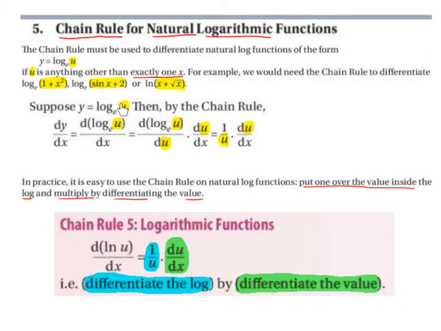Suppose y equals log base e u, then by the chain rule, dy/dx equals d log base e u/dx, which equals d log base e u/du multiplied by du/dx, which equals 1 over u times du/dx. In practice, it is easy to say the chain rule for natural log functions: put 1 over the value inside the log and multiply by differentiating the value. So, chain rule 5 for logarithmic functions: d ln u/dx equals 1 over u times du/dx. So basically differentiate the log multiplied by the derivative of the value.